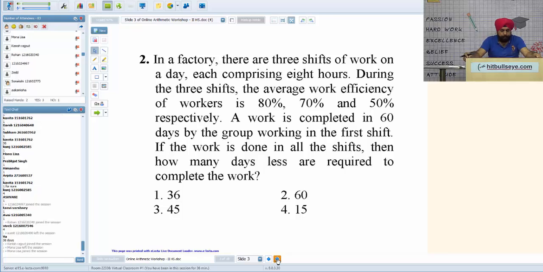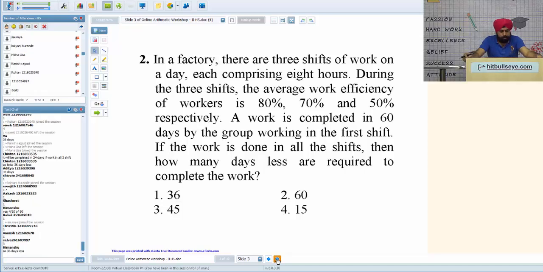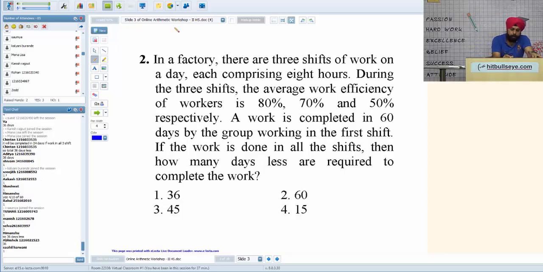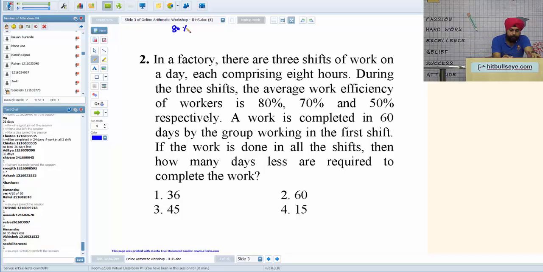So the work is completed in 60 days by the group working in the first shift. So let's solve this question, students. Now as per the statement of the question, working at 80% efficiency, it takes 60 days. So working at 70% efficiency, you will take 8 by 7 times. Because if efficiency drops to 7 by 8, the number of days will become 8 by 7. And similarly, at 50% efficiency, students, it will be into 8 by 5.